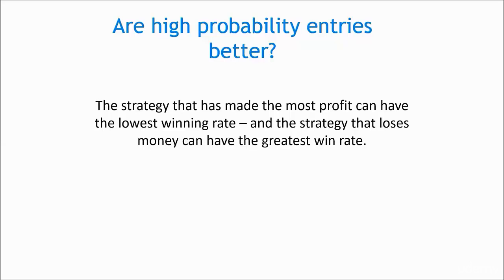Well, here are the results. Strategy 1 with a 90% win rate has a $100 loss. Strategy 2 with a 60% win rate has a $1,280 profit. Strategy 3 with a 15% win rate has a $1,425 profit. The strategy that made the most profit had the lowest winning rate, and the strategy that lost money had the greatest win rate. When you are developing your entry and exit strategy, the one with the most wins is not always the best. Be careful not to fall into this trap. What you are after is one that gives you the biggest edge, or in statistical terms, a positive expectancy.